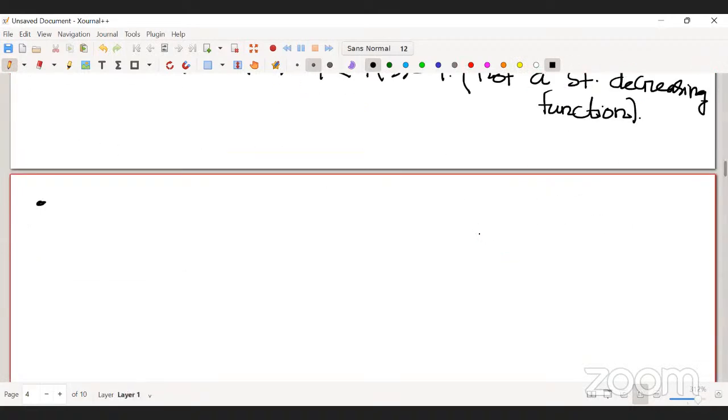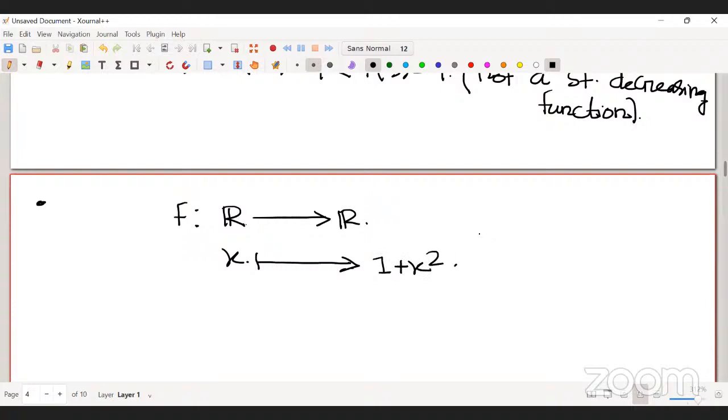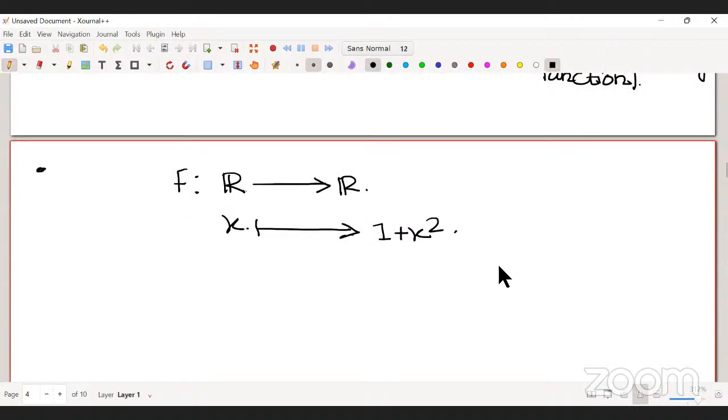Okay, let's take maybe one more example. Any idea? What about this one? Neither, sir. Neither increasing nor decreasing. Same logic you can use, that this function is not 1-1, right? So since this is not 1-1, it cannot be a strictly increasing function, and it cannot be a strictly decreasing function. Okay.